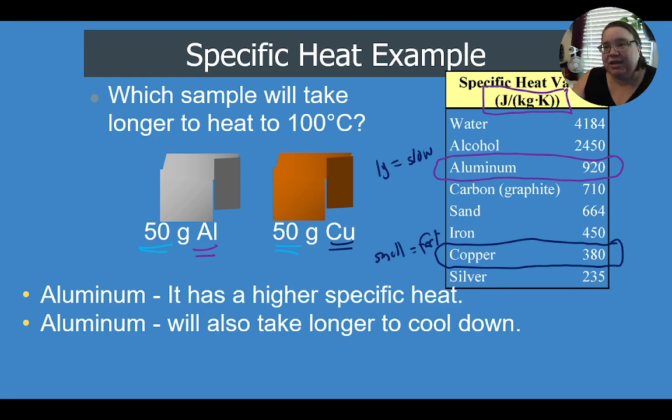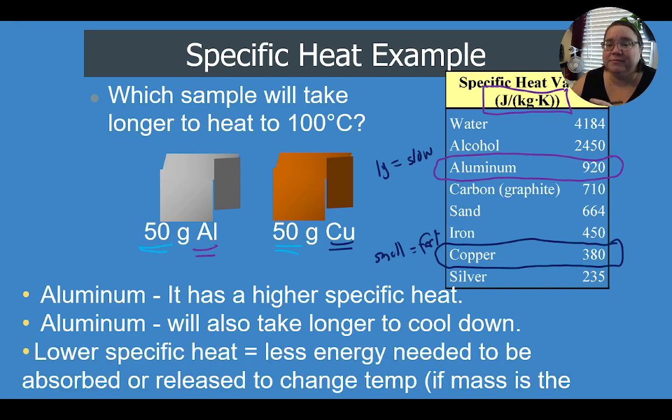Because whether I'm heating or I'm cooling, it's still only going to be able to move a specific amount of energy, and it's based on that specific heat. So it's going to take longer for the aluminum to get back to normal temperature than it would the copper. Roughly almost twice as long if you look at the values.